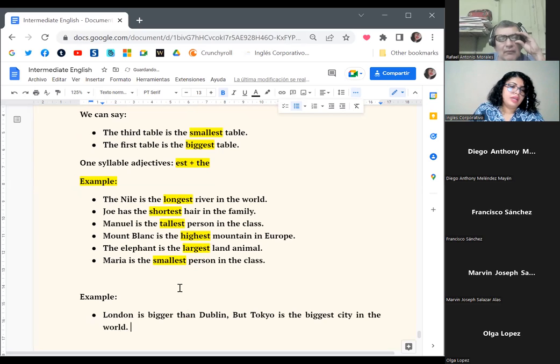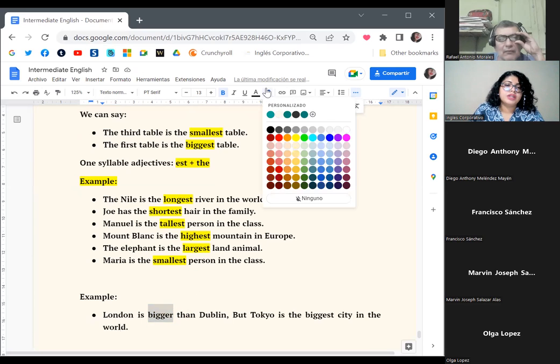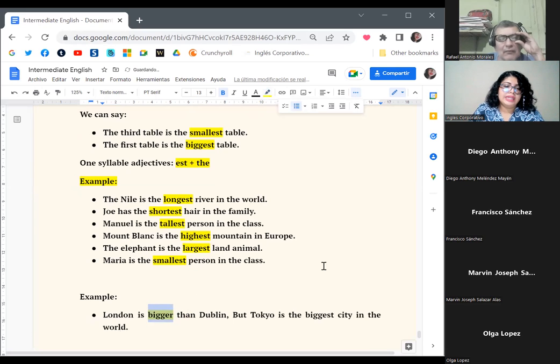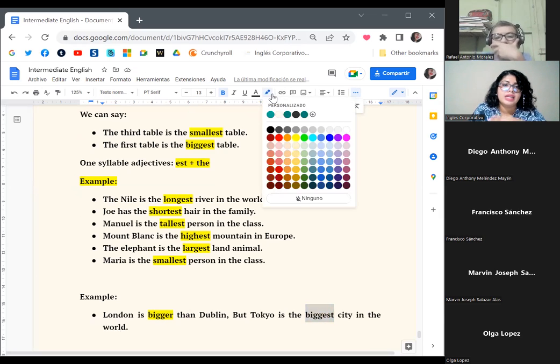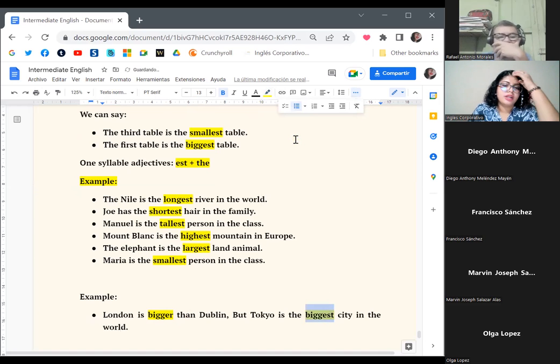So we start by writing that one place is bigger than the other, but then we end by telling that this one is the biggest and there is no other city larger than this one.